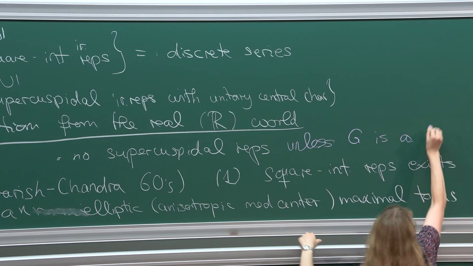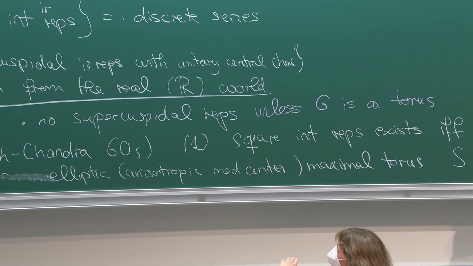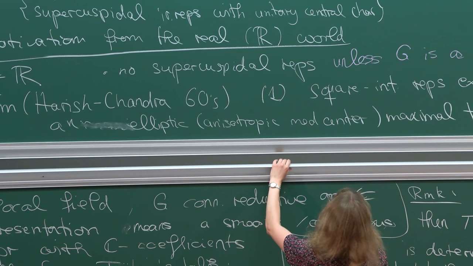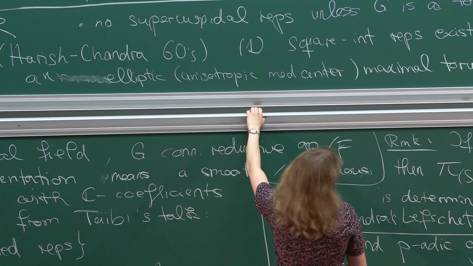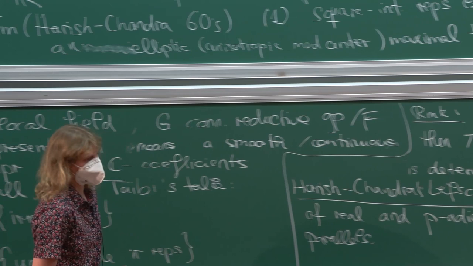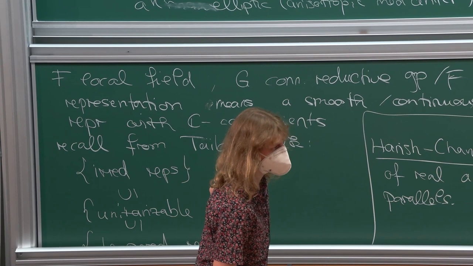Of course, since everything is induced from them, they must exist. But the claim was that except for the obvious ones, there's nothing, unless G is compact modulo center.